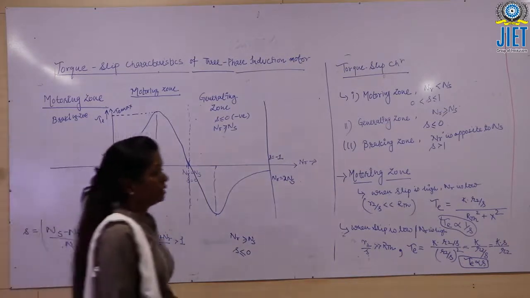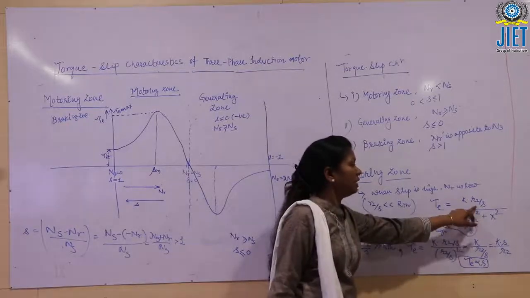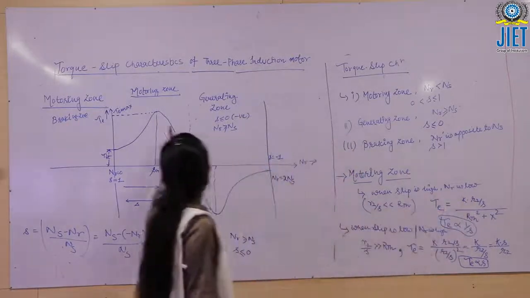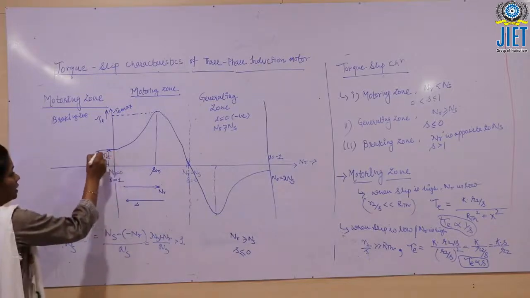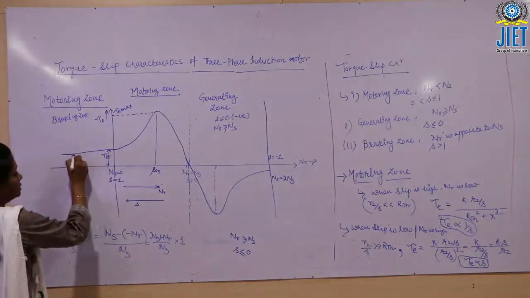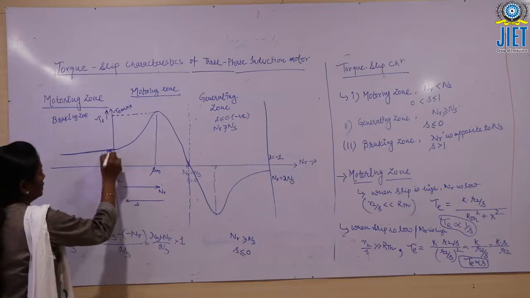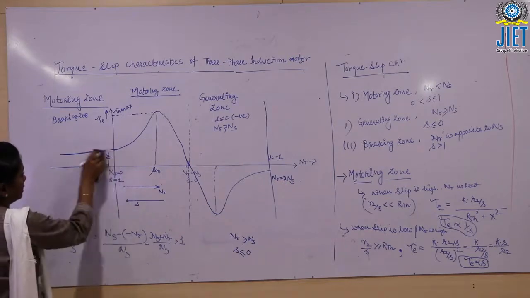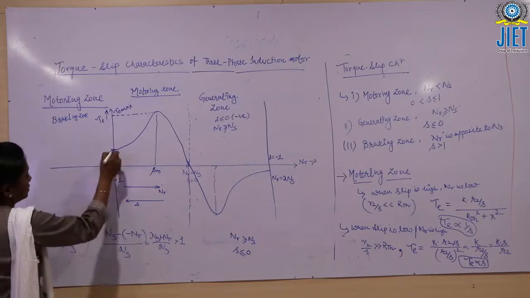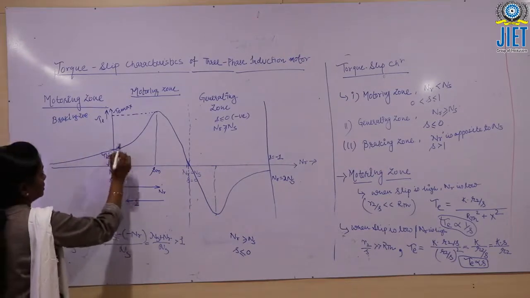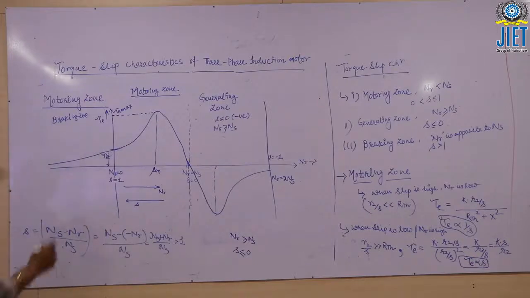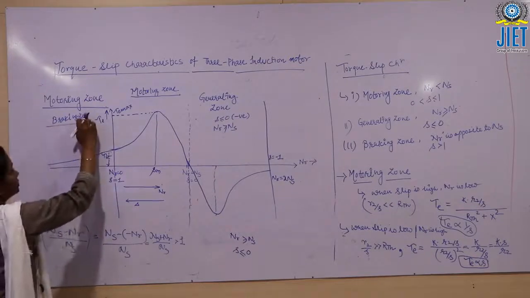If I substitute the value of slip more than 1 here, the pattern of this characteristic will continue to go there, and therefore it is just like this. It is falling a bit. Not constant, it is falling. And this is braking zone.